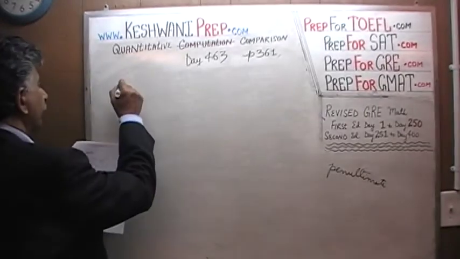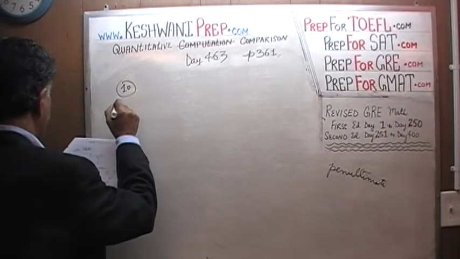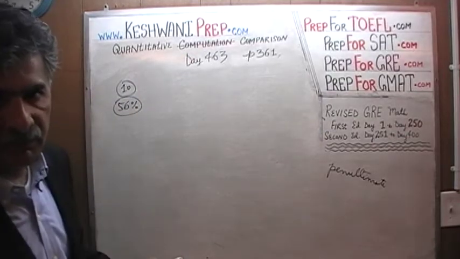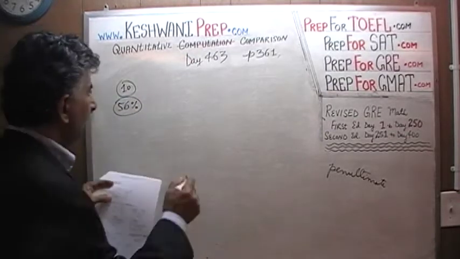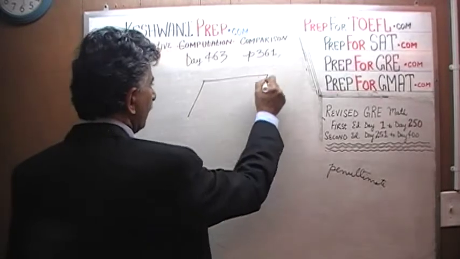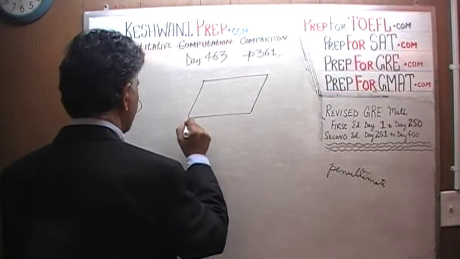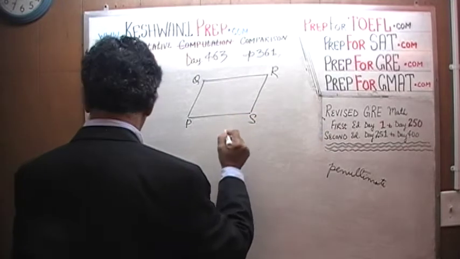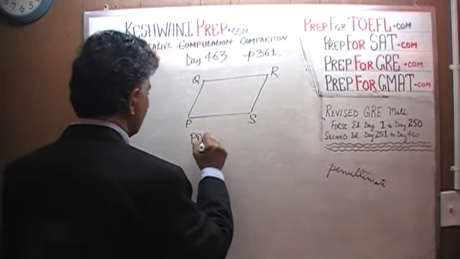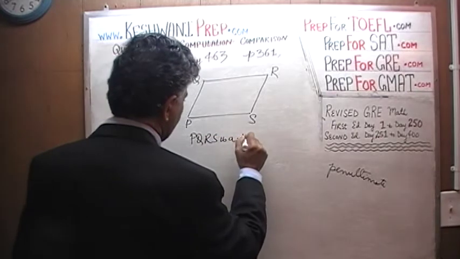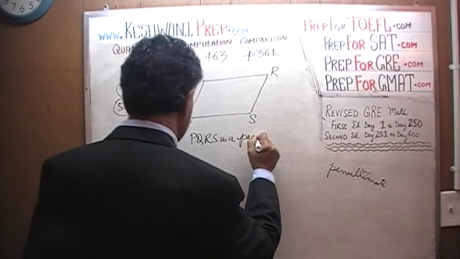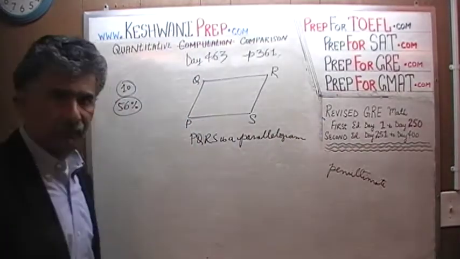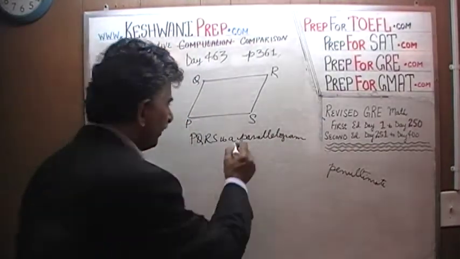Problem number 10. When it appeared in the exam, 56% of people had no trouble with it. Here's the problem. We are given a parallelogram PQRS. We are told PQRS is a parallelogram. Now, before we go any further, why do we have to actually spell it out?